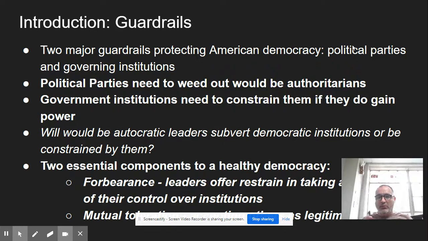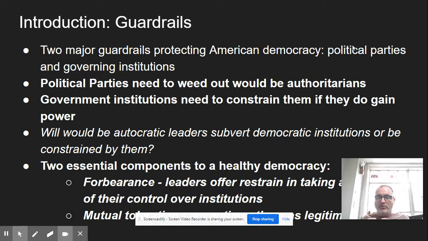Two things that really speak to a healthy democracy are forbearance and mutual toleration. Forbearance is restraint. It's a fancy word for restraint. The leaders that we have are going to restrain themselves from going all in and saying, I'm going to be the king. George Washington was famous for that restraint. He walked away after two terms. He could have been king for life. He walked away. So forbearance is an unwritten rule among the leaders that we've had to restrain themselves and not take full advantage of the power granted to them.